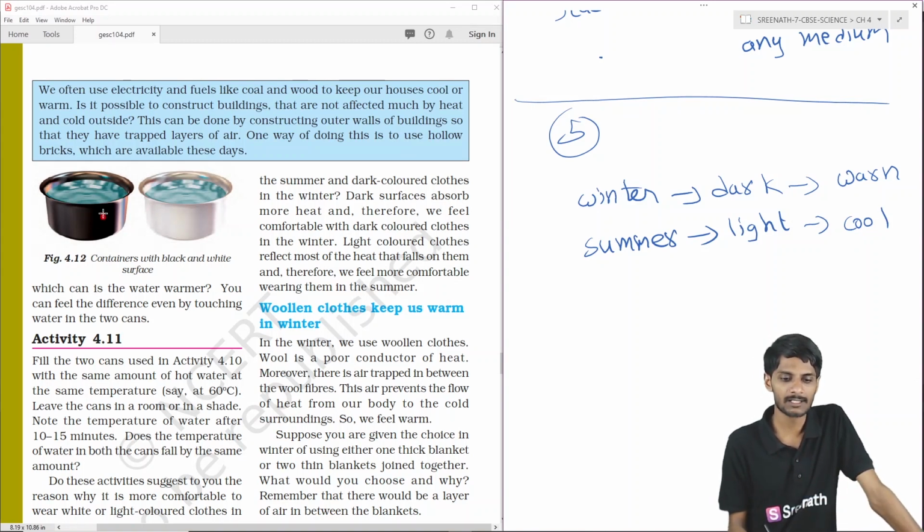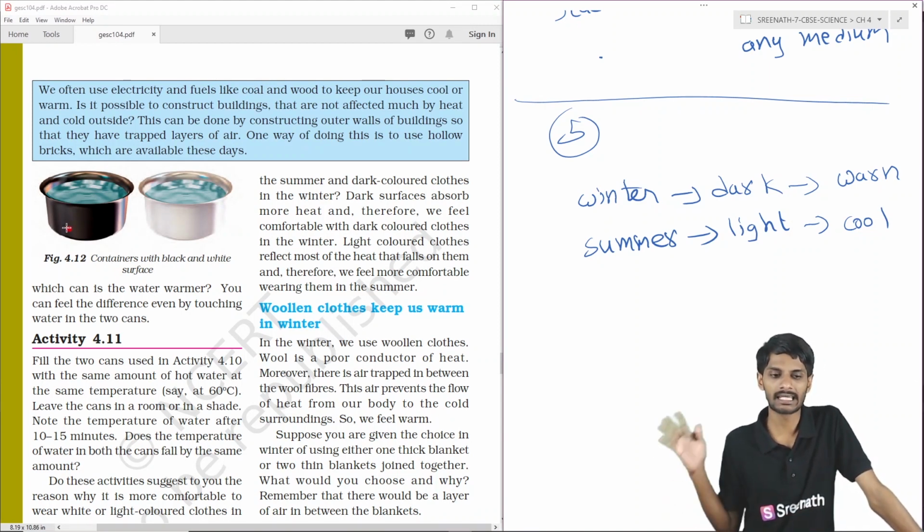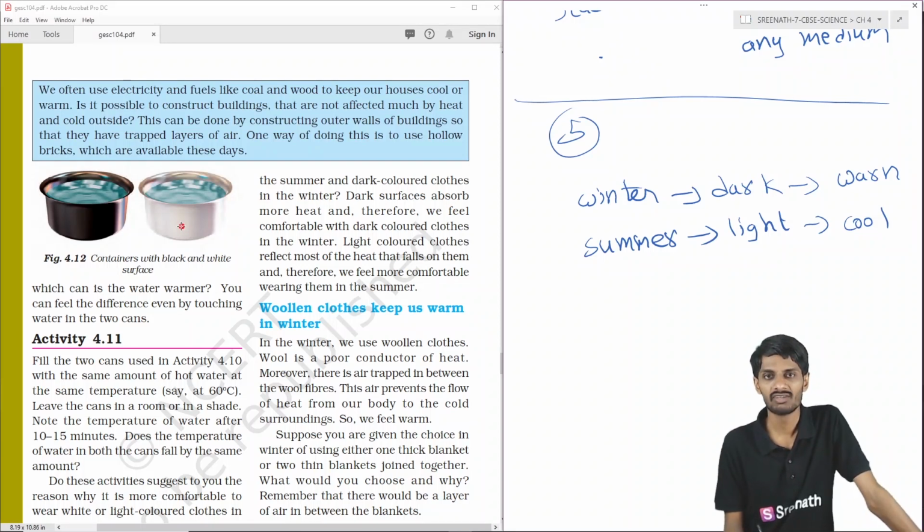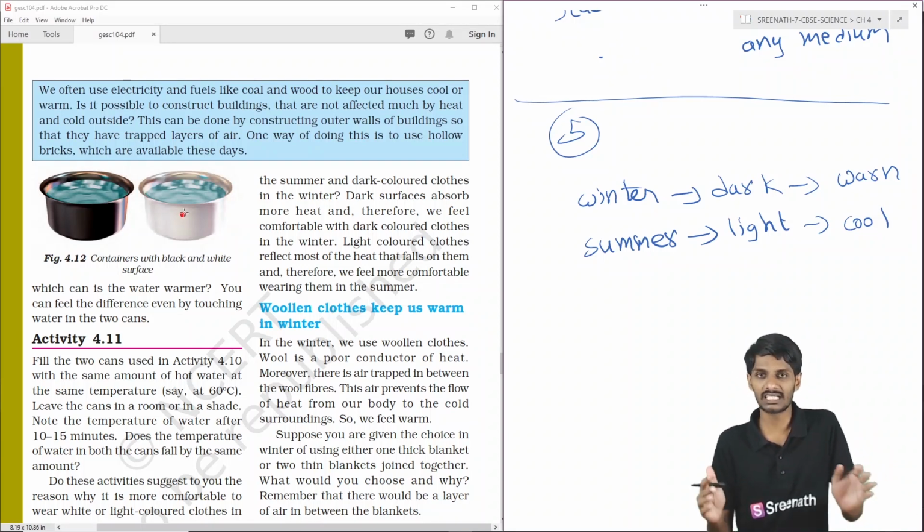So obviously this will become more cool, students. Why? Because that black color radiates heat, but white color reflects heat. So due to this black, it radiates, it sends out heat. That's why the temperature easily goes outside and the temperature decreases. But this white color will always reflect.